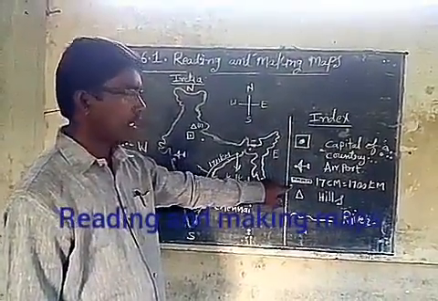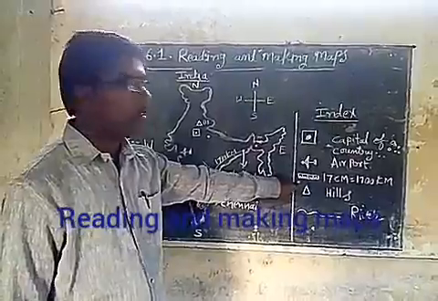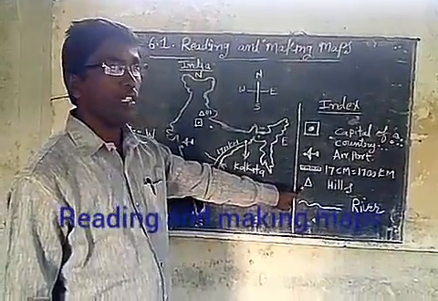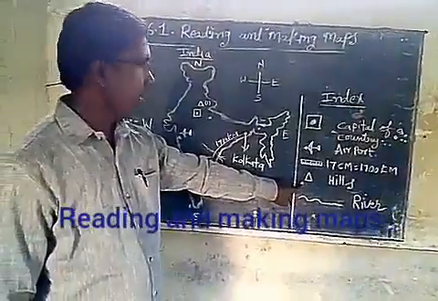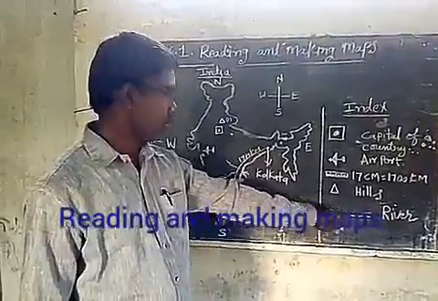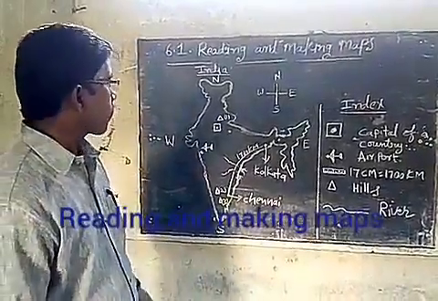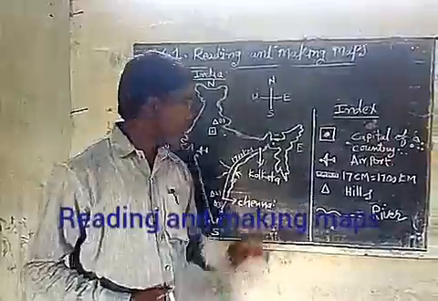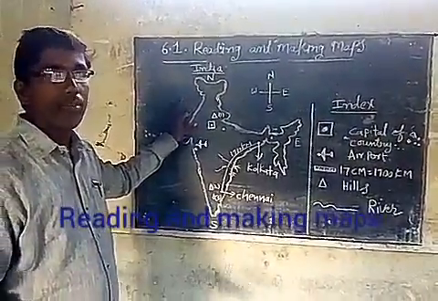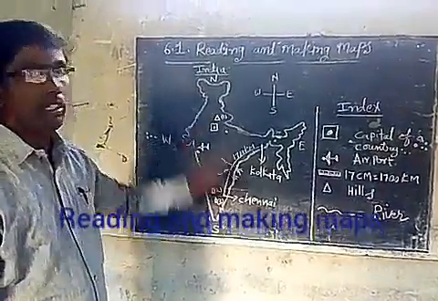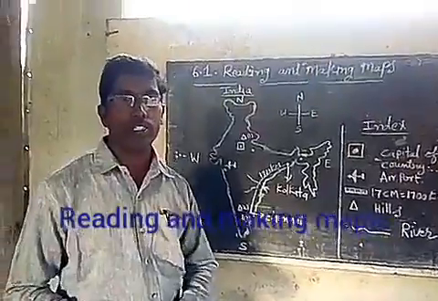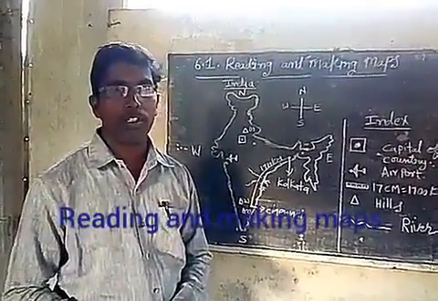This is the scale used to measure the distance between two places. This is the symbol which shows hills. This symbol indicates the rivers. This is the drawing of the map, how to use the symbols, how to locate the directions, and how to measure the distance in a reduced manner.